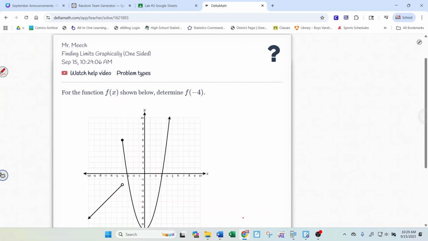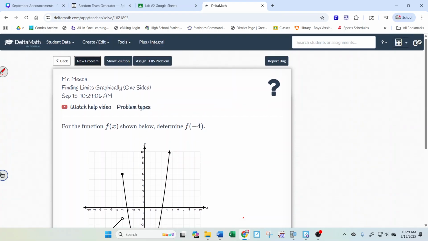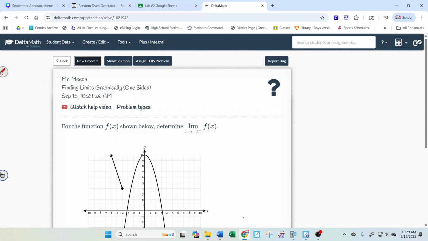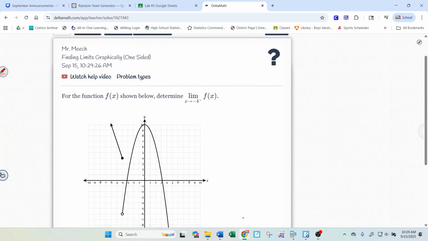F of -4. 6, because that's the closed dot. Try to get another limit one. Nope, let's not do that one. There we go. What about f of x at -4 plus?